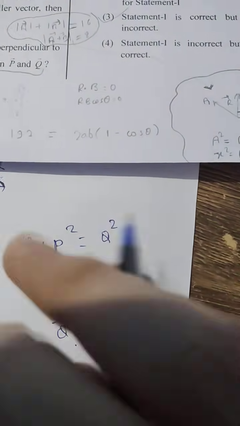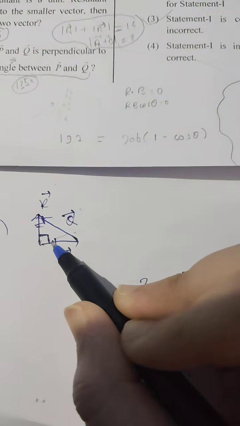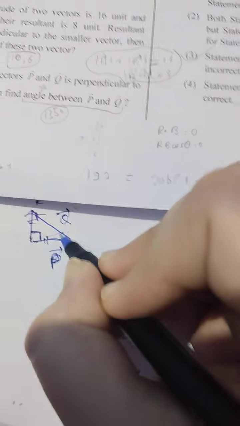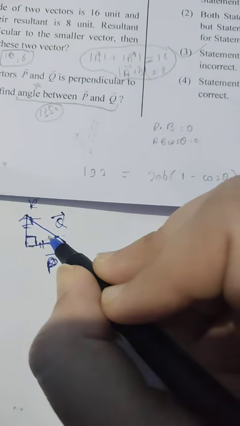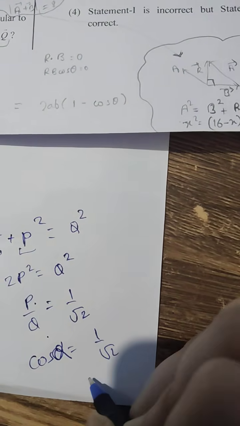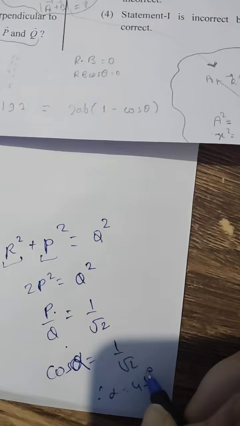Now we have to find the angle between P and Q. We know that P by Q, base by hypotenuse, is cos theta. Cos theta means we are finding this angle. Okay, let's call this alpha. Cos alpha is equal to 1 by root 2, which means alpha is equal to 45 degrees.